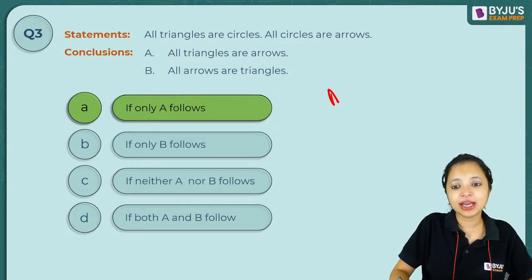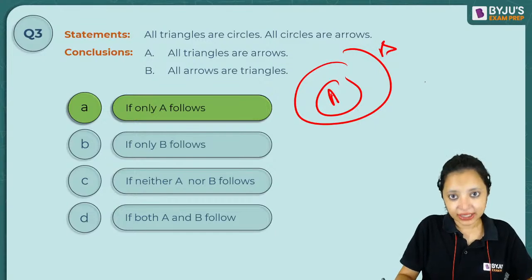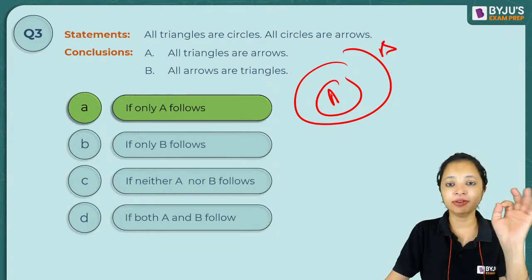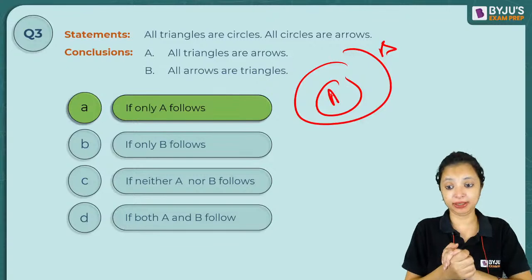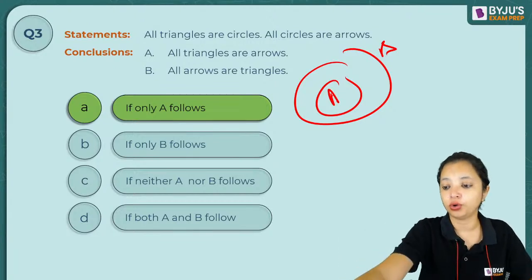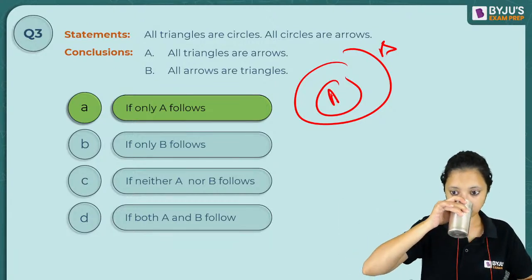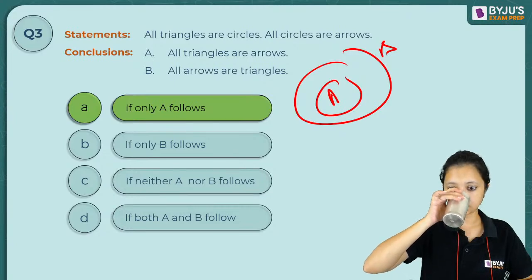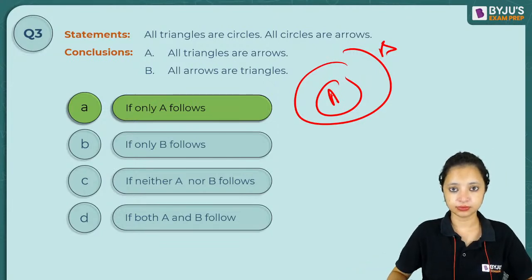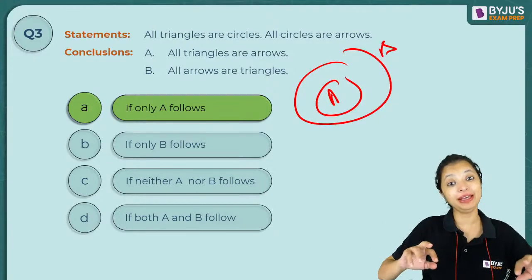Tell me something. If I say all A are B, does that mean all B are A? Yes or no? Tell me that. If I say all A are B, does that mean all B are A is necessarily true? Yes or no? What do you think? Absolutely no. All A are B does not mean all B are A. All B can be A, or cannot be A.